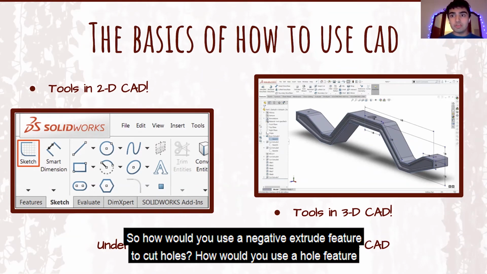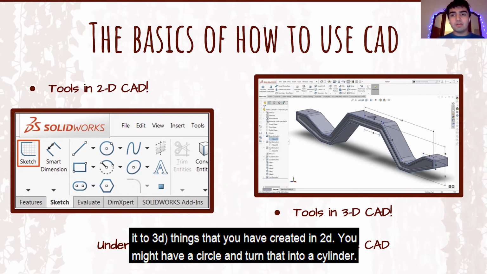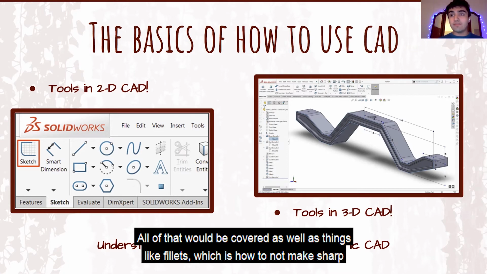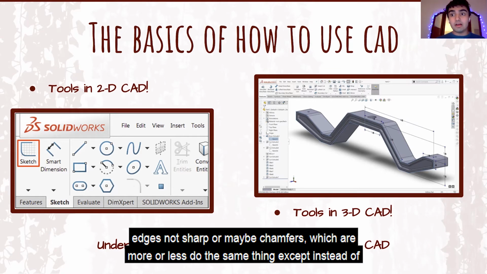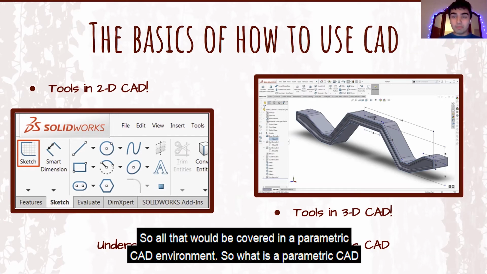So how would you use a negative extrude feature to cut holes? How would you use a hole feature to create holes that are tapered for bolts? You might have to, of course, extrude, which is to bring into 3D things that you have created in 2D. You might have a circle and turn that into a cylinder. All of that would be covered, as well as things like fillets, which is how to make sharp edges not sharp, or maybe chamfers, which do more or less the same thing, except instead of rounding edges, they would just completely null out that feature and create a 45-degree angle. All of that would be covered in a parametric CAD environment.